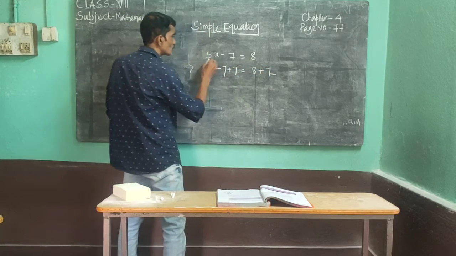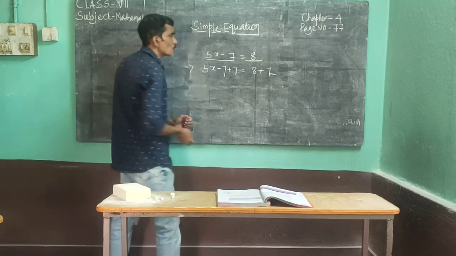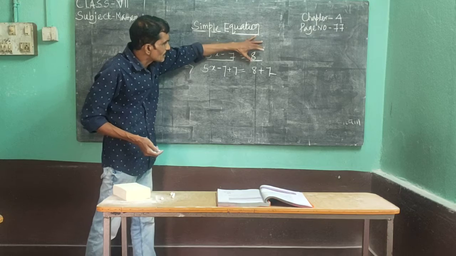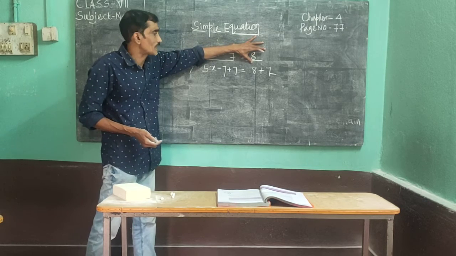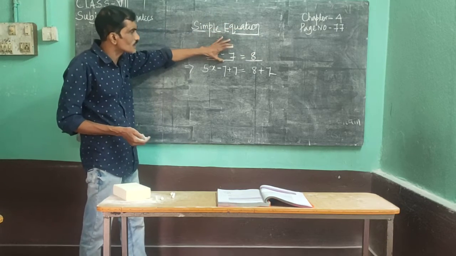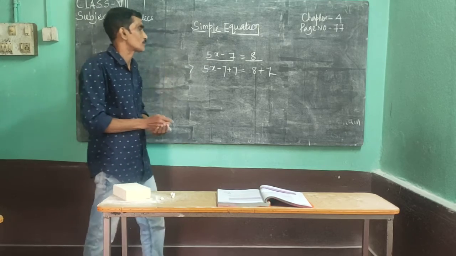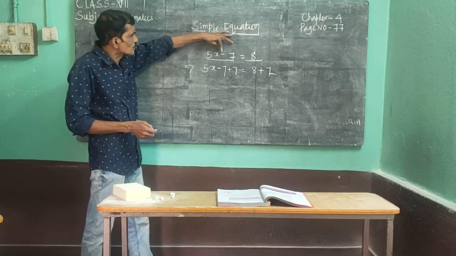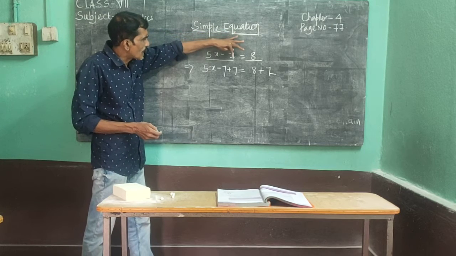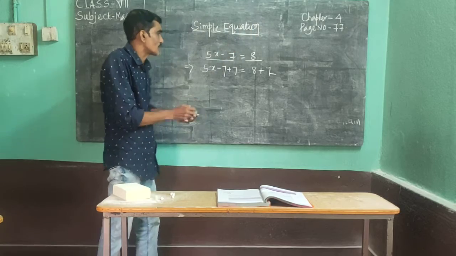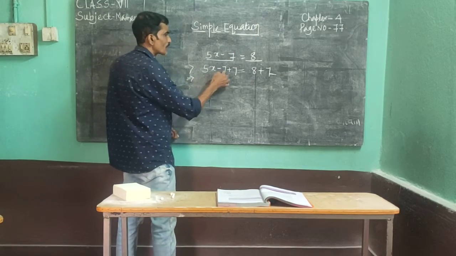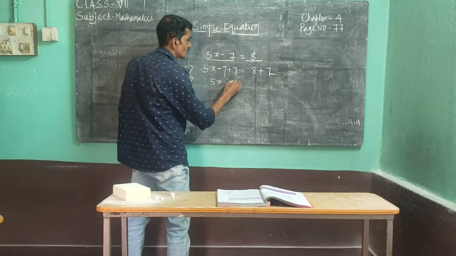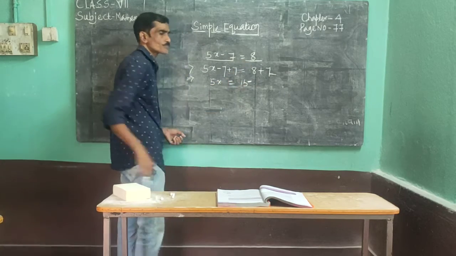Before that, we should know that in an equation we have two sides. One is the left hand side, and after the equal sign is the RHS, or right hand side. Now we are solving this equation by the equating balance method. First look at the constant other than the x term. I have minus 7 in the LHS, so I put plus 7 on both sides. Here minus 7 and plus 7 cancel each other. So I got only 5x is equal to 15.